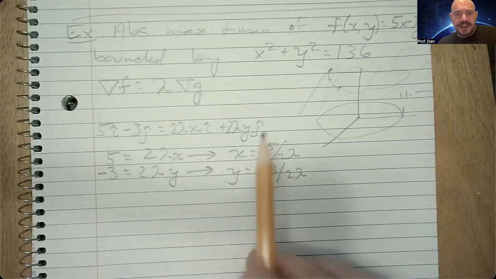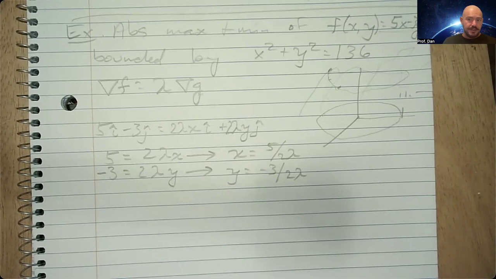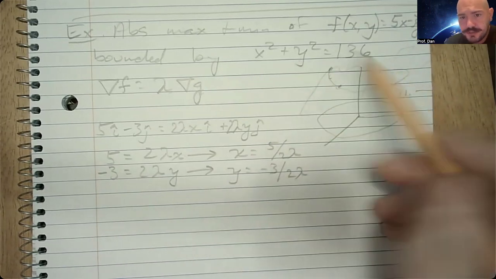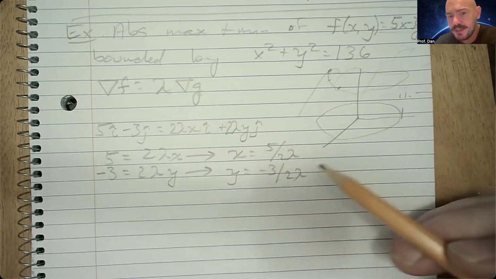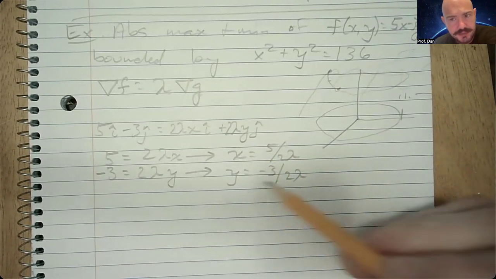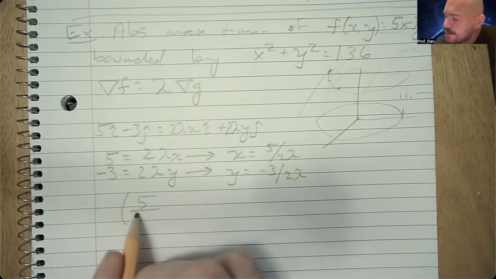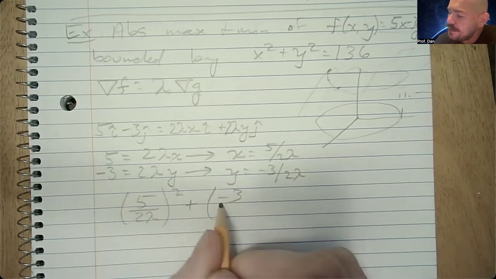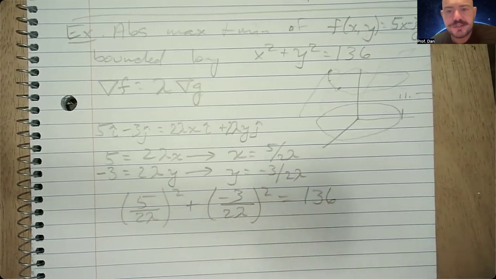And at this point, I have something I can replace x and y with, and this is where we take the boundary into account so that we don't have to do the extra work later. Essentially, I'm going to take my boundary equation, the whole thing, and wherever I see x, I'm going to replace with 5 over 2 lambda. Wherever I see y, I'm going to replace with -3 over 2 lambda. So I end up getting (5 over 2 lambda) squared plus (-3 over 2 lambda) squared is equal to 136.